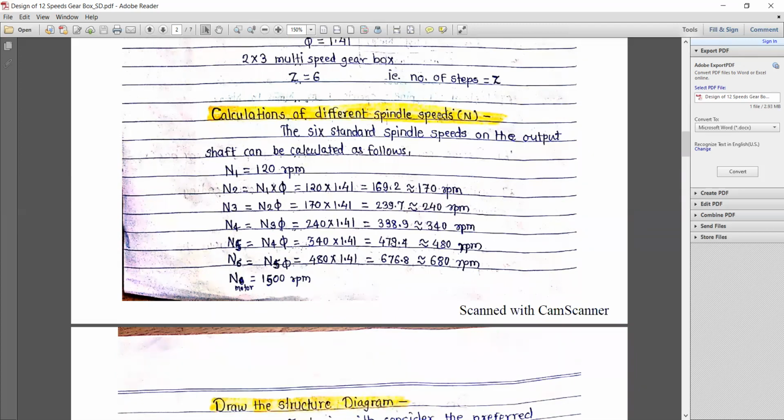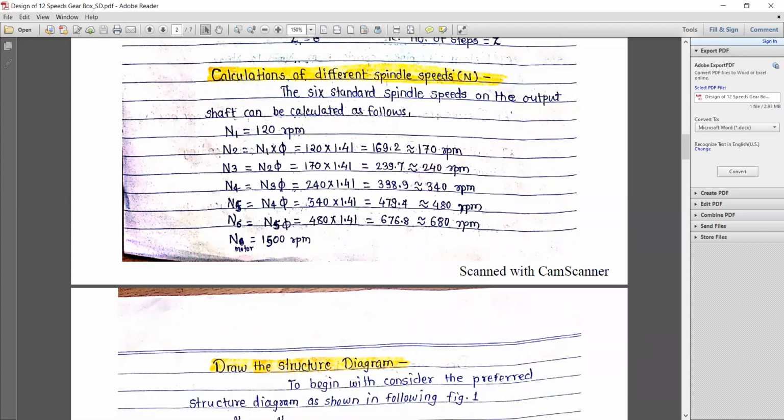So first we need to calculate the different spindle speeds. As there are 6 standard spindle speeds on the output shaft, they can be calculated as follows, because we have a progression ratio.